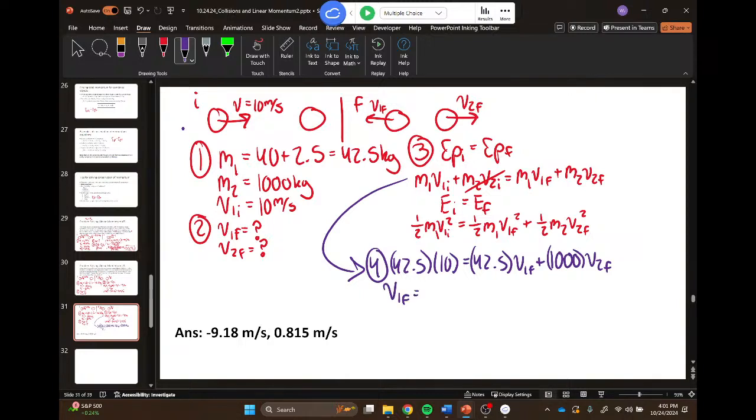So this is going to be 425 minus 1,000 V2F. Every step I do, I'm going to double check myself. It seems stupid, but look, there are so many chances to make mistakes here. All right, great. I am now going to divide this side by 42.5 to get rid of that. So I get V1F equals 10 minus some number, 20 something.